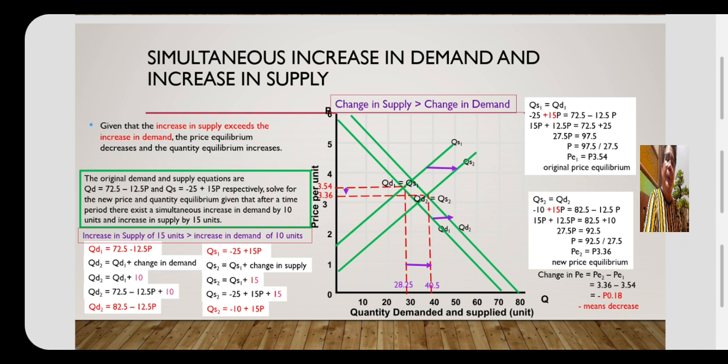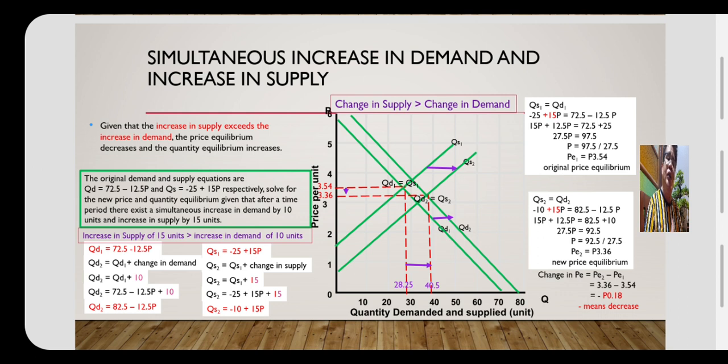And the corresponding price of this equilibrium point refers to the original price equilibrium, while the point of intersection between the new demand curve and the new supply curve refers to the new equilibrium point, and their corresponding price and quantity values are 3.36 and 40.5 respectively. So notice that the price equilibrium has decreased from 3.54 to 3.36, a decrease of about 18 centavos.